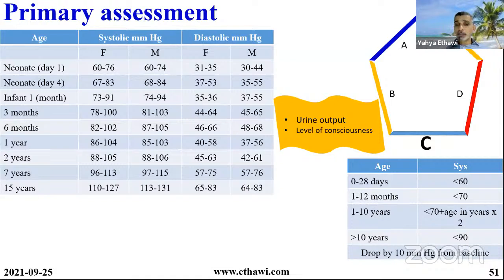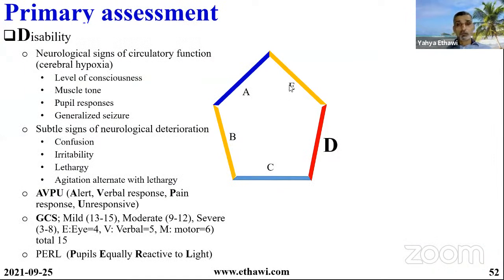Remember that a very important sign for circulation is the urine output. So for newborn babies, it's better to have more than 1.5 ml per kg per hour, while for the pediatric, it's okay to have more than 1 ml per kg per hour. So we finish with A, B, C. Now we move to D.